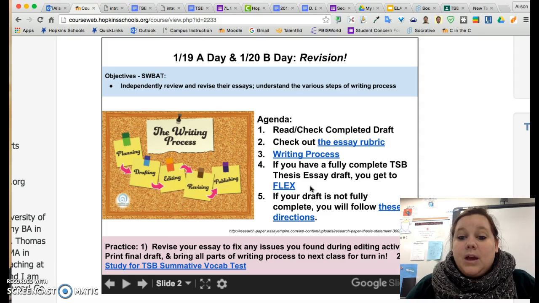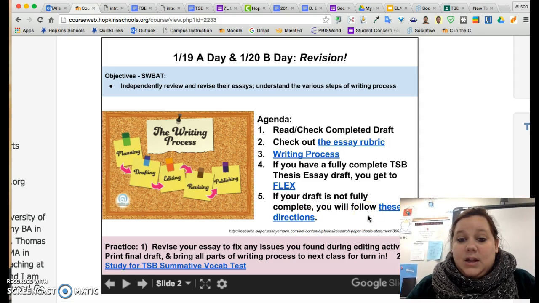Awesome. However, if you are not yet done with your draft, that is something that needs to happen. You've been given a lot of time to make sure that your work is done, and if it's not completed, that needs to get done first. So you will be staying in the class, completing your draft, and then you are going to do the editing process, and you will follow these directions.